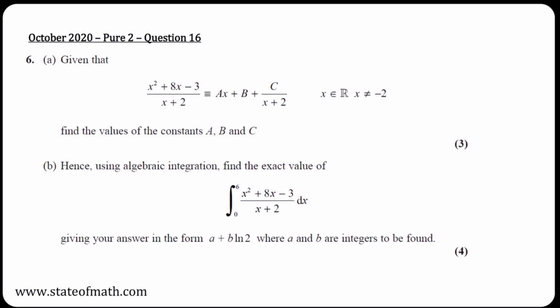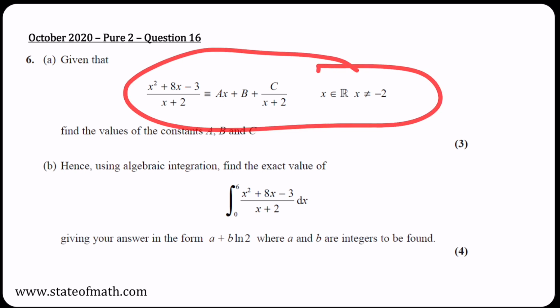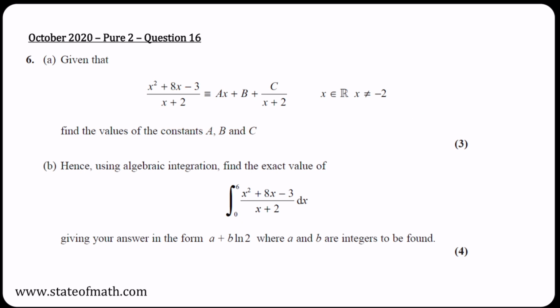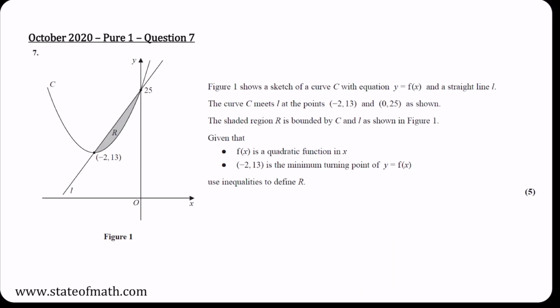So, for example, in October 2020, the first part was to do long division to express the given left-hand side into this given form, and then you had to use integration to proceed. Notice that they expected the answer in the form of a plus b ln 2, so this could be connected with some logarithmic manipulation. Or like October 2020, where we had to determine the equation of the parabola and the straight line and use inequalities to describe the shaded region in the middle.